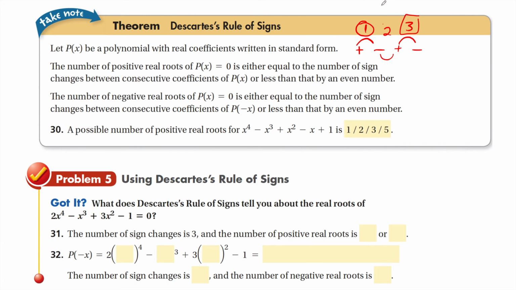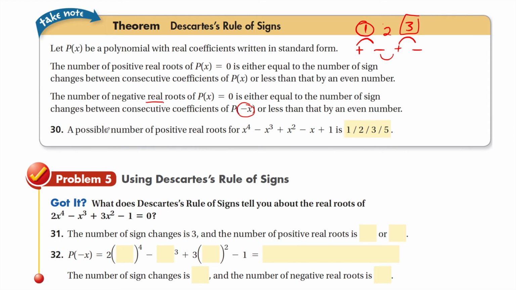So it's going to be 3 or 1. All right? And doing the exact same thing for the negative roots, the only difference is we aren't going to base it off of the original polynomial function. We're going to actually plug in a negative x for all of these x values to be able to figure out whether or not this is going to have a certain amount of negative real roots. All right? But we're also still following that whole less than by an even number as well.